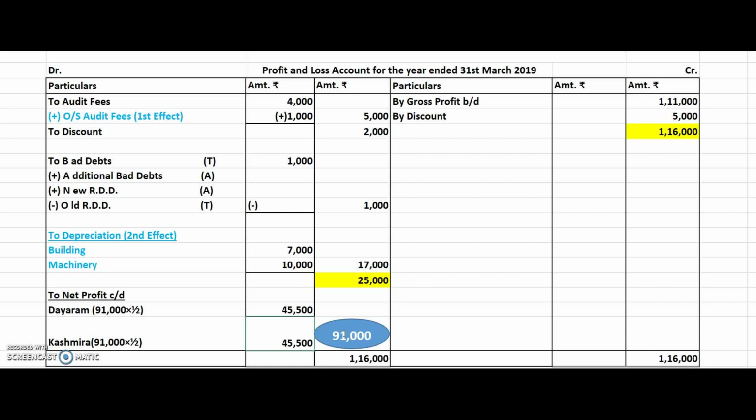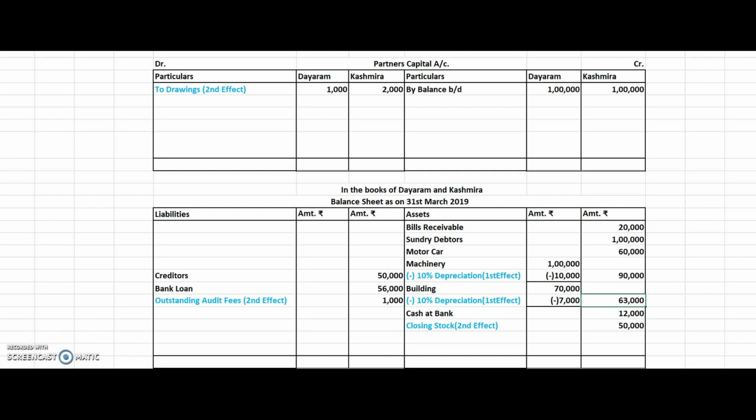So in every sum, whenever you get net profit, it will belong to two partners. There will always be a ratio. You have to multiply with the ratio and then split the profit between both the partners. From here, which is the debit side, you will transfer the net profit to the next account, which is the partners capital account, to the credit side. So by net profit brought down, here you will give Dayaram his share, you will give Kashmira her share.